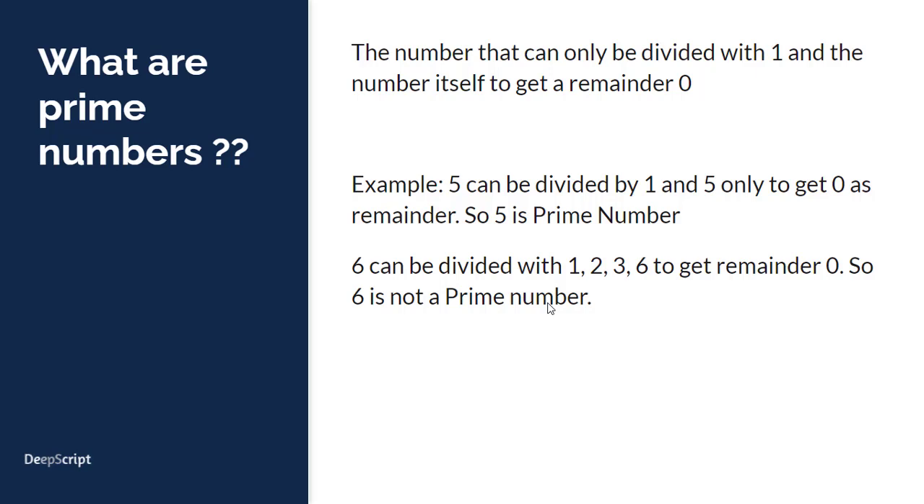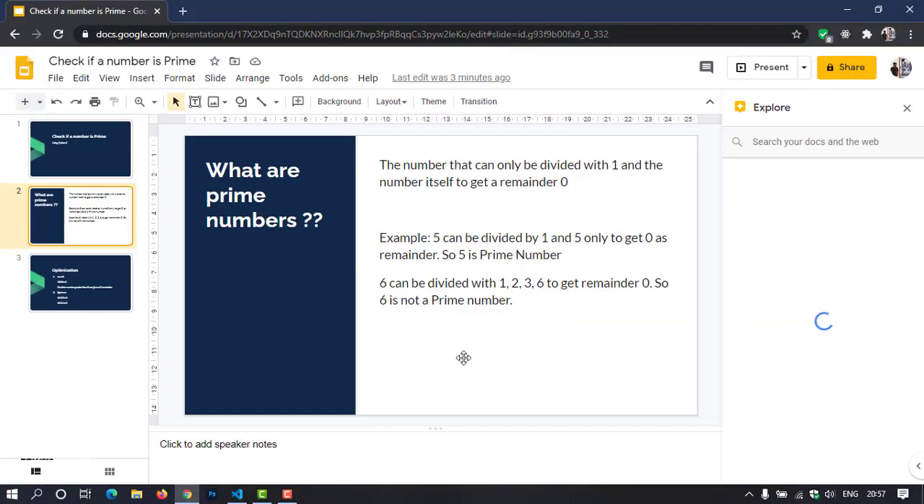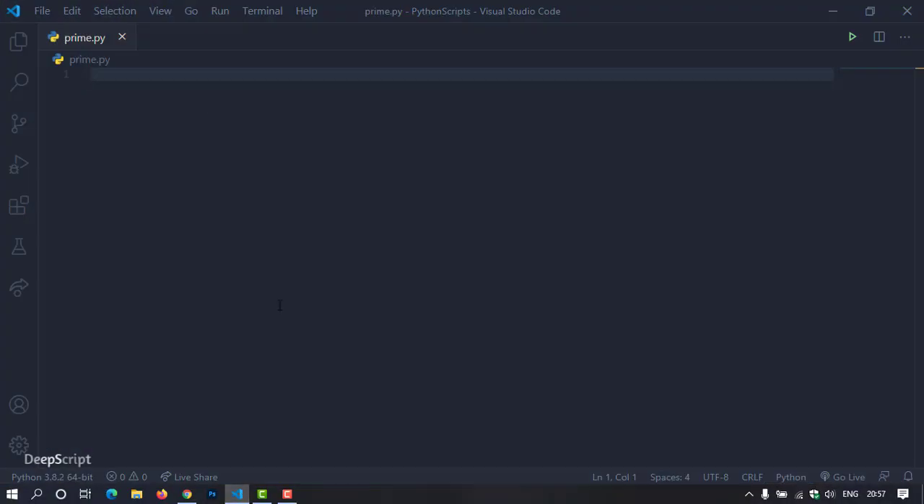So now how can we code it? Let's go back to Visual Studio Code to show you the example. The concept is we will take the number inside of a variable and try to divide it by all the numbers below it, and if we get a remainder of 0, then we will say that this number is not prime.